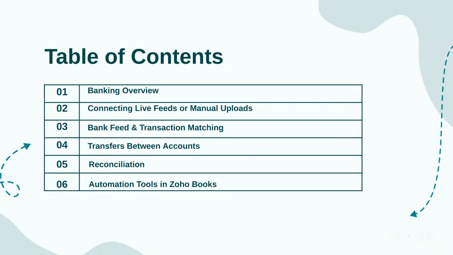Fifth, reconciliation. We walked through a step by step monthly reconciliation. Remember, reconciliation ensures your Zoho Books records match your actual bank balance. Question for everyone: what should be the acceptable closing difference after reconciliation? It should be zero. That means even a rupee one difference means something is off.